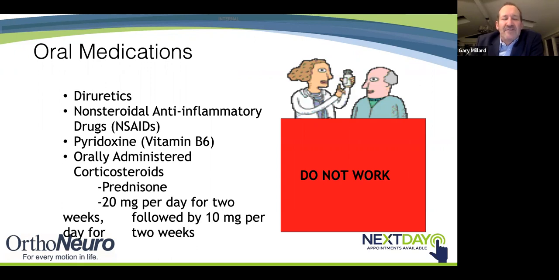What has been found is that these different drug regimes can work for a short period of time, but generally they don't work for a long period of time, particularly the oral steroids. They will work in the short term, but it is not something that's going to help maintain a decrease in the symptoms.